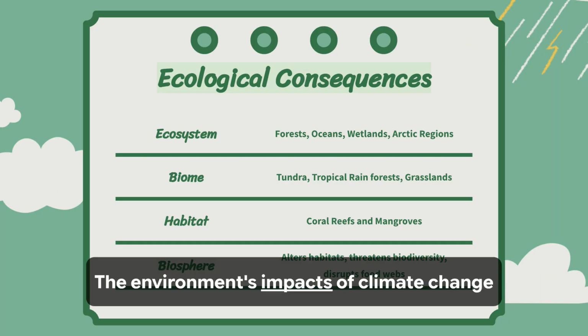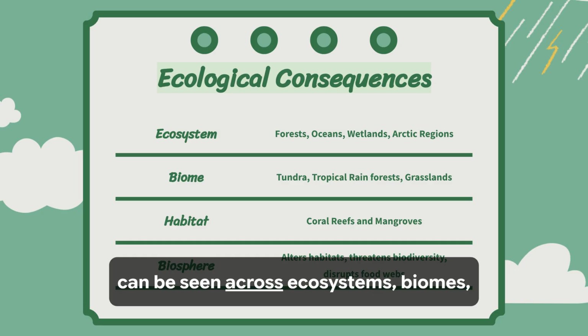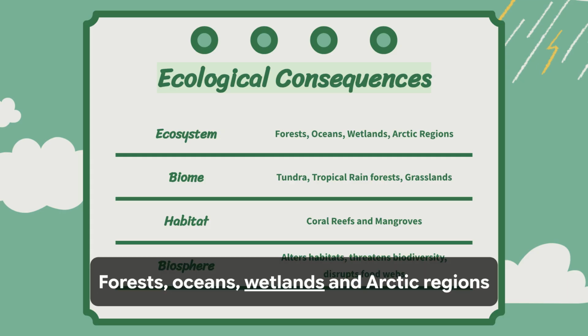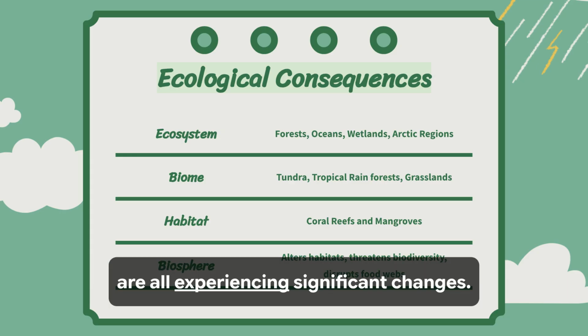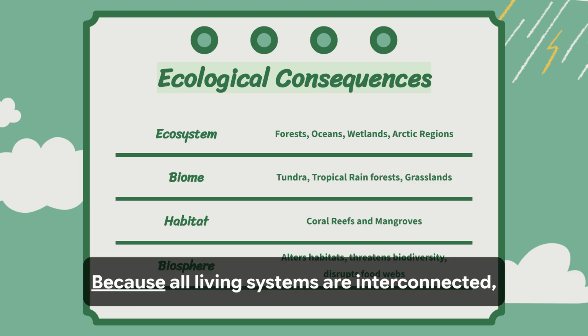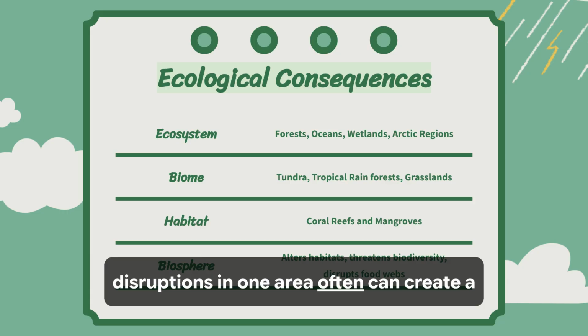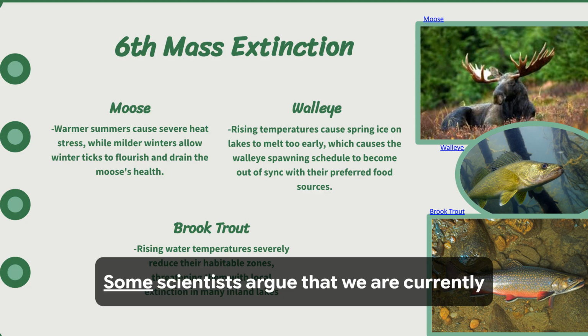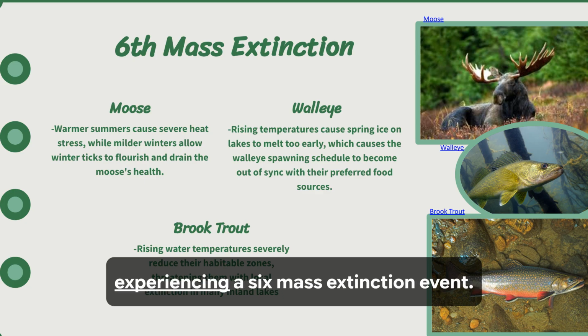The environmental impacts of climate change can be seen across ecosystems, biomes, habitats, and the biosphere as a whole. Forests, oceans, wetlands, and Arctic regions are all experiencing significant changes. Habitats such as coral reefs and mangroves are especially vulnerable. Because all living systems are interconnected, disruptions in one area often can create a ripple effect throughout the entire ecosystem. Some scientists argue that we are currently experiencing a sixth mass extinction event.